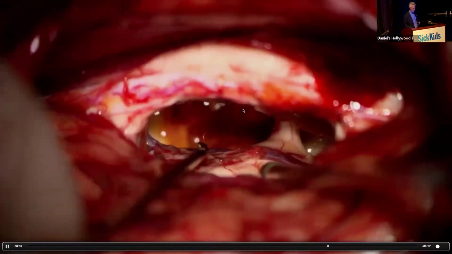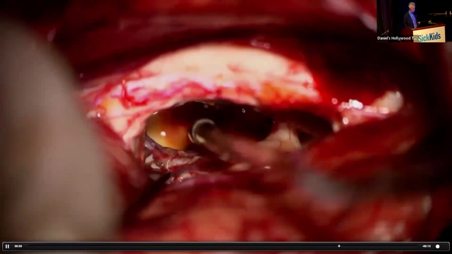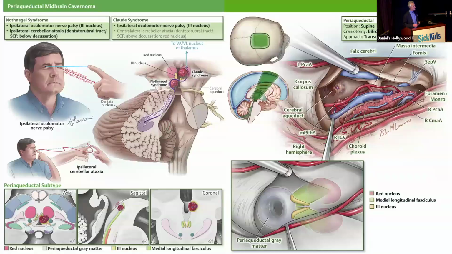And you see the beautiful window created through the choroidal fissure. Here's again that summary picture that shows you the different clinical syndromes. You can get either a Nothnagel syndrome or a Claude syndrome, depending upon its relationship to the decussation of the superior cerebellar peduncle, whether it's ipsilateral or contralateral.